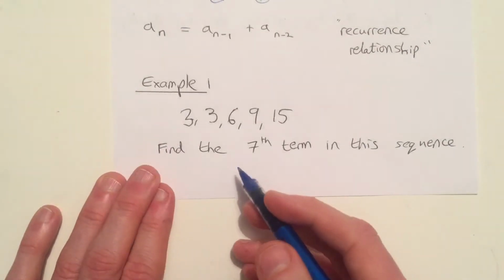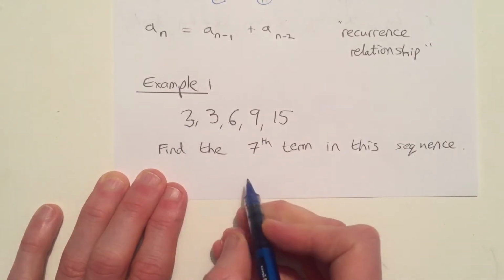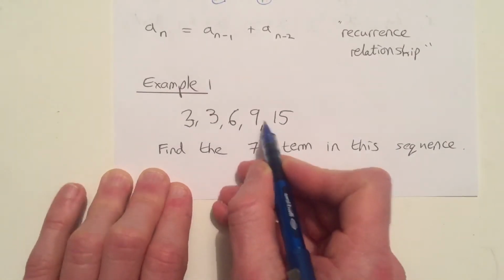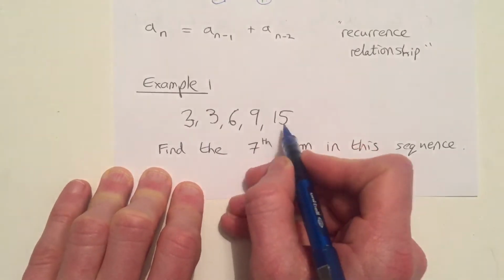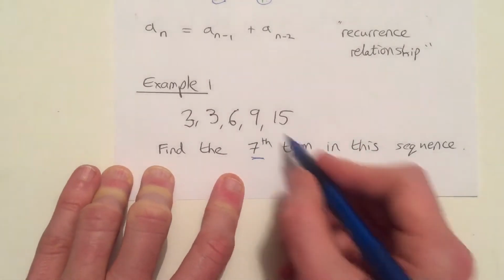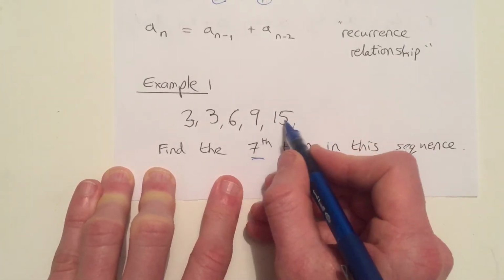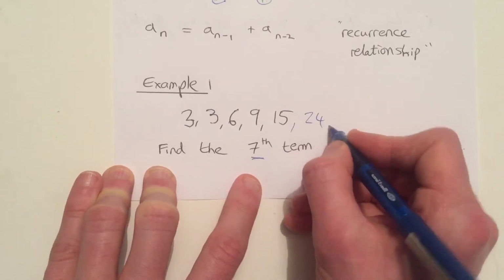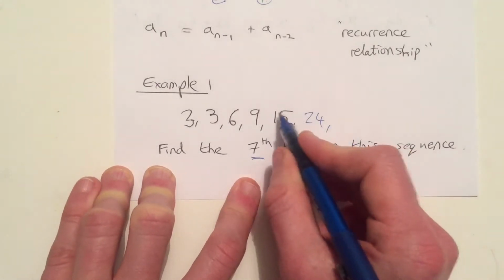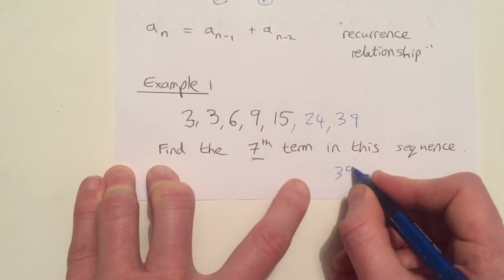In this example here, this is a Fibonacci type sequence because we can see that 3 plus 3 is 6, 3 plus 6 is 9, 6 plus 9 is 15. We are asked to work out the 7th term. We have the first 5 numbers. The 6th number would be 9 plus 15 is 24. The 7th number therefore would be 15 plus 24 is 39. So 39 is my answer. Next example.